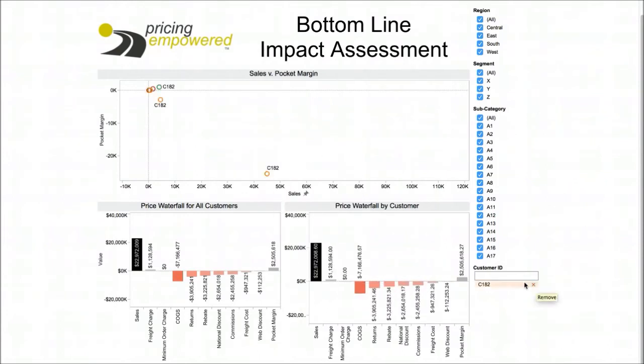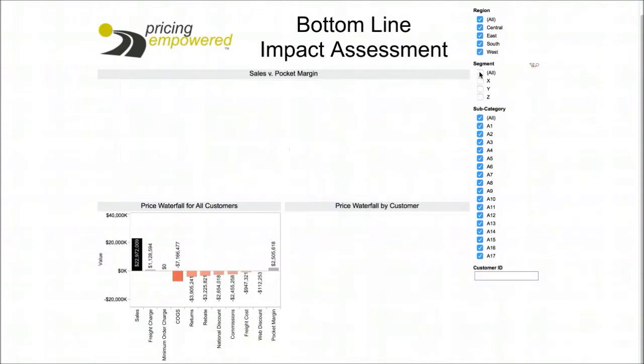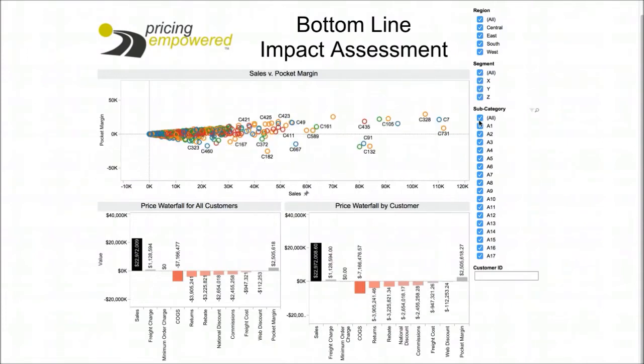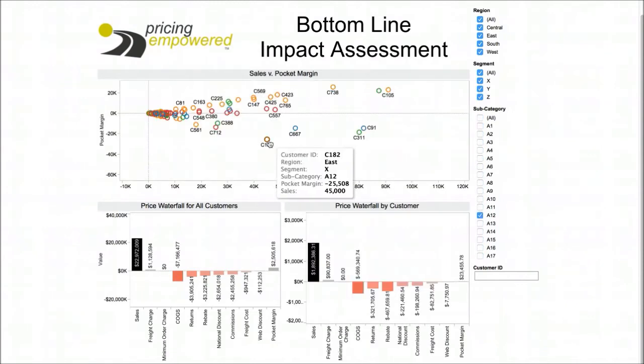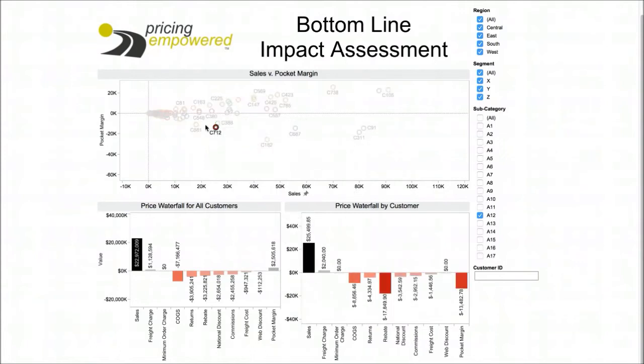If we look at the segment for this point, C182 is still on the low side of pocket margin. Next, we will filter to subcategory, and this one's in subcategory A12. Now, the scatter plot is more spread out. C182 is still on the low side compared to the other customers, and rebate is larger for the subcategory overall as well. If we click around at other data points for this subcategory, it looks like rebate is the reason for when certain customers give us a low pocket margin.